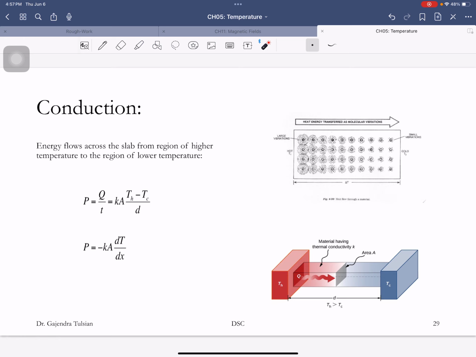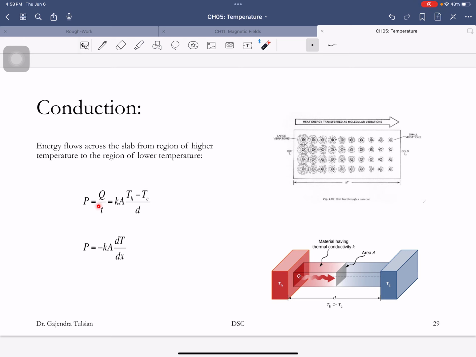In solids and liquids, and to a fair extent in gases as well, but in solids, conduction is the main mode of heat transfer. When this end is hotter, these atoms have more energy than those atoms. These guys bump into their neighbors and transfer some of their energy there. These bump into the next ones, transfer some of their energy, and so on. And eventually, energy is transferred there, till the entire thing comes to the same temperature.